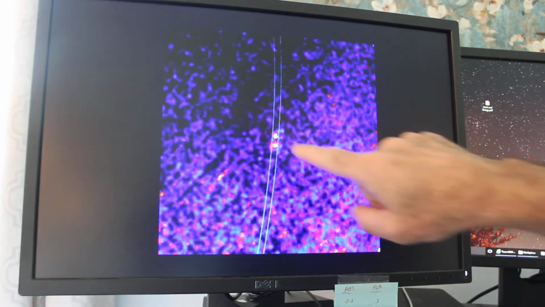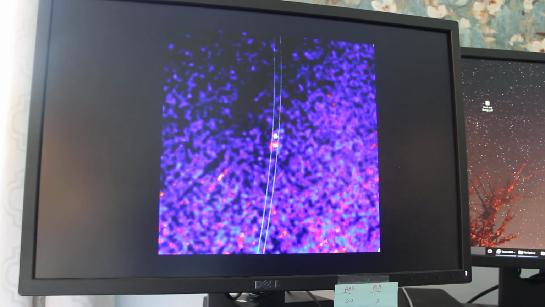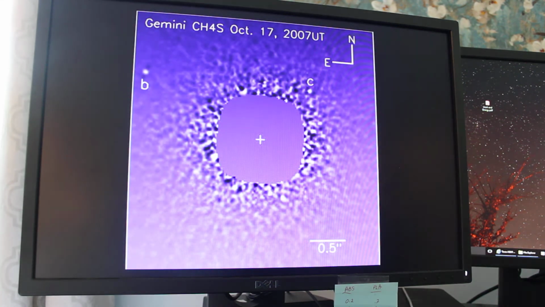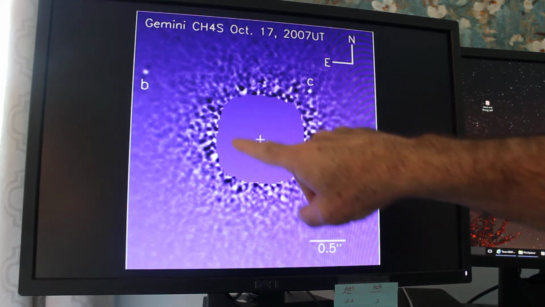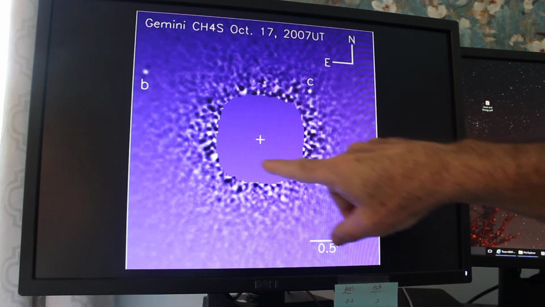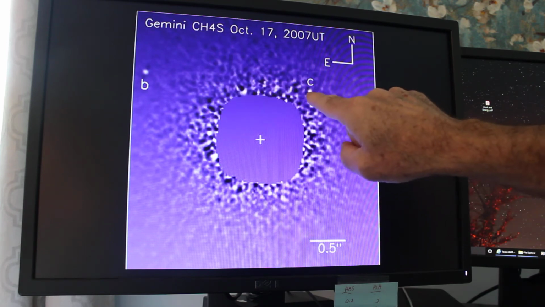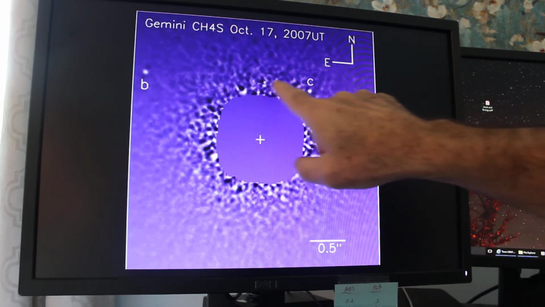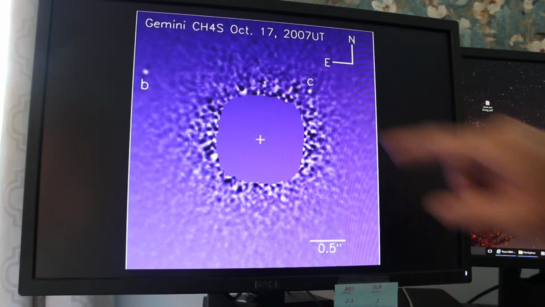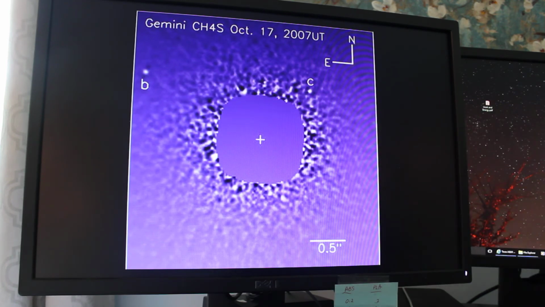Here is another one. This is a planet orbiting a star. And here is a third one. This one actually has two. So this big blob here is the blocking out of the light from this star. And these are the planets orbiting that star. So that's very, very accurate. And very few. This only works for stars that are very, very close to the Earth that we can actually see the planets directly.